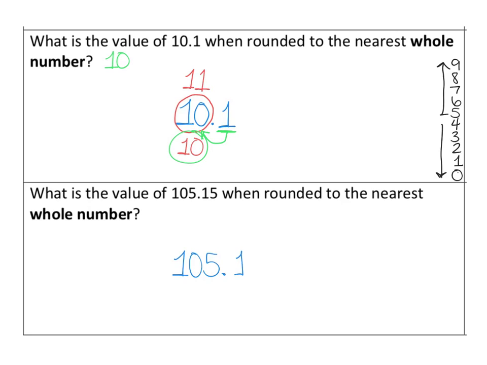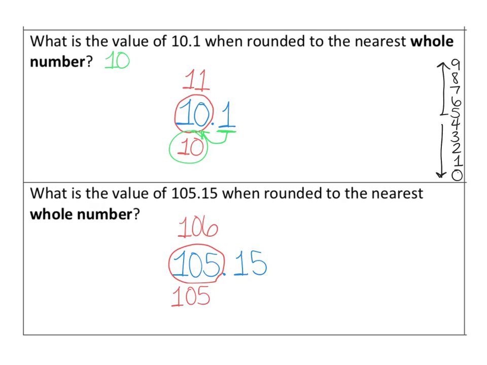105 and 15/100ths. Now it's time to circle the whole number. The whole number is before the decimal. Circle the whole number. 105 and 15/100ths is either going to round down to 105 or up to 106.